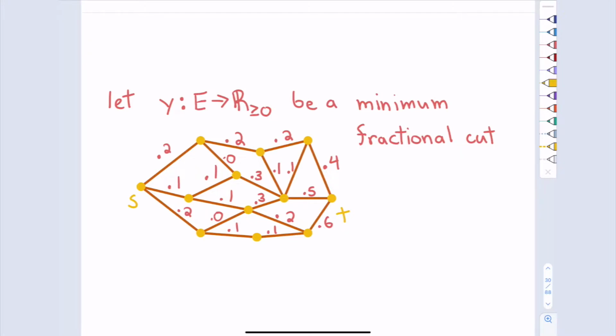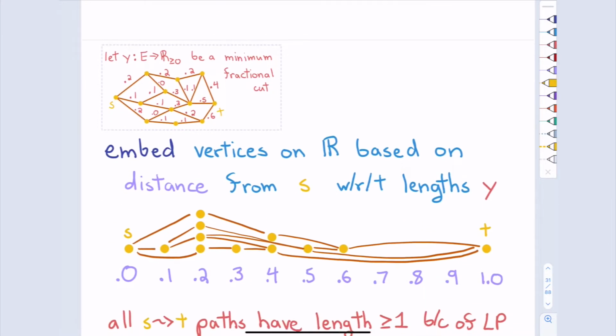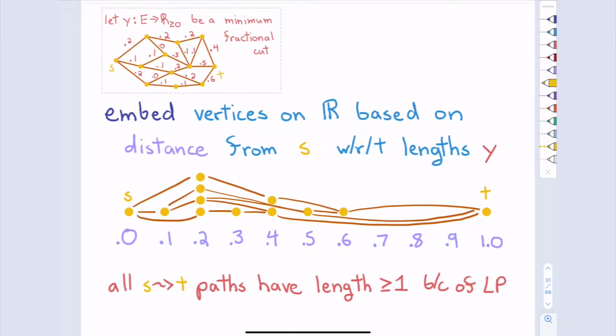So what are we going to do? We are going to embed the vertices on the real line by distance from S. Here's S at distance 0, and I'm just computing shortest paths with respect to the edge weights that the LP gave me. Because the LP says that every path has to have length at least 1, T will be at least 1.0. It'll probably be exactly 1, because there's no point in going further. The LP otherwise wants to make the cost as small as possible.